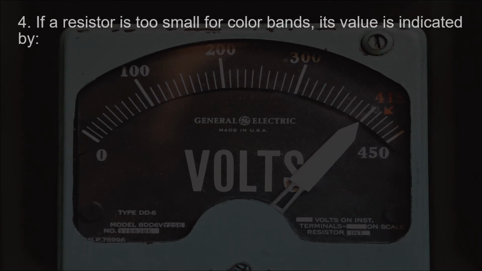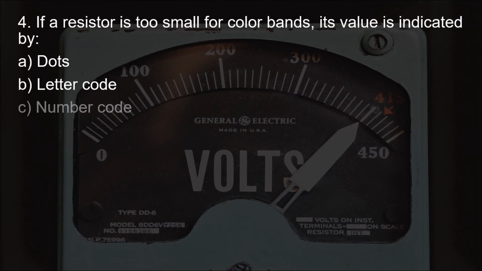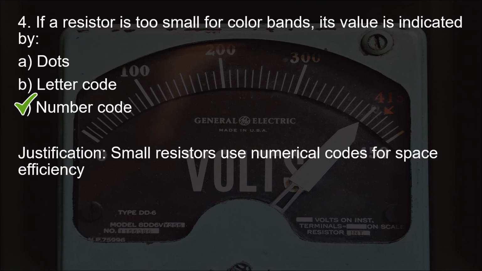Question 4. If a resistor is too small for color bands, its value is indicated by A, dots, B, letter code, C, number code. Justification: small resistors use numerical codes for space efficiency.